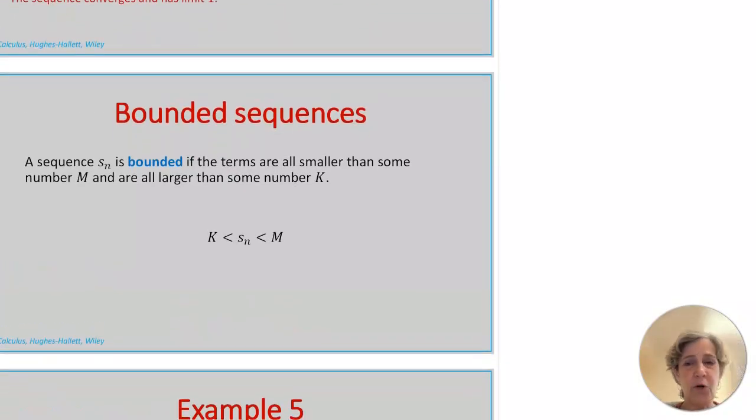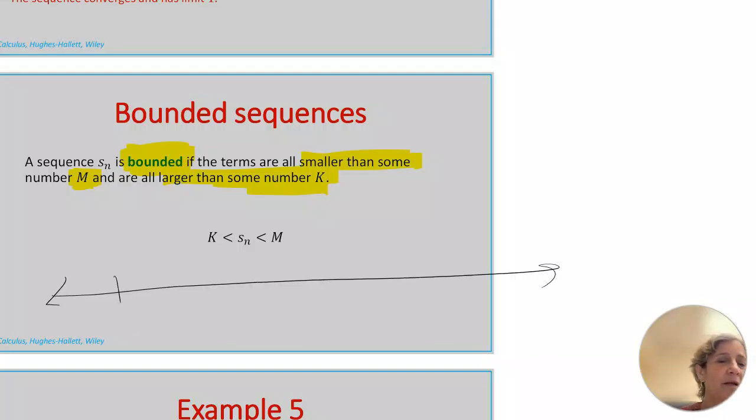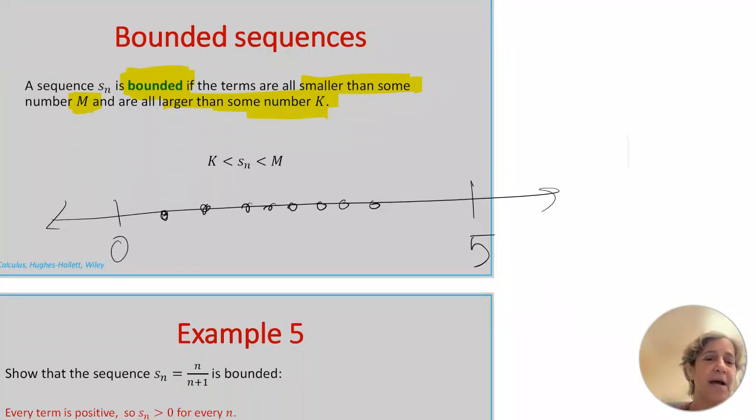The next vocabulary word we want to cover is bounded. A sequence is bounded if all of the terms are smaller than some number on the upper end and/or larger than some number on the bottom end. So if I looked at a number line, and here was 0 and here was 5, and I had some sort of pattern that no matter what happened, all of my numbers were stuck in between 0 and 5, we'd say that's bounded. If the terms in my sequence can keep going on and on to infinity, it is not bounded.